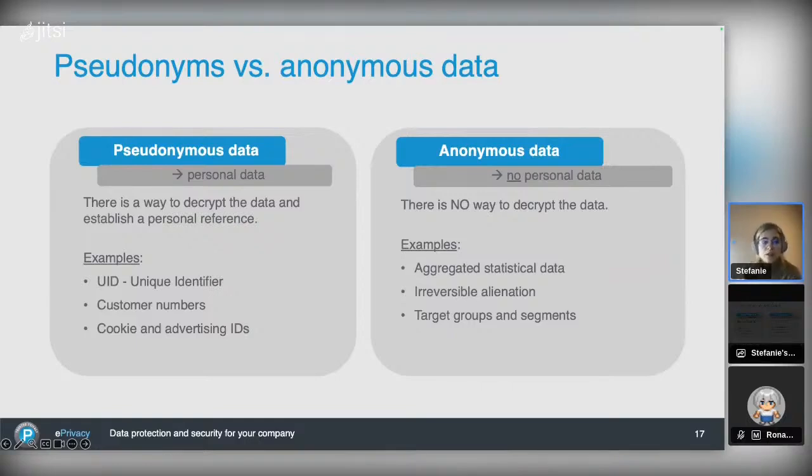And then on the other hand, there is anonymous data. This is not classified as personal data. So if we only process anonymous data, then we do not need to take care about the GDPR requirements for this data set. But here it is important to give an example of anonymous data. This is only aggregated statistical data or target groups and segments, but there are no, for example, unique identifiers included, but only rough data about, okay, maybe how many men and women visited the website, or from which country the website user visited our site, but it is not regarding an individual person and has no unique identifier.